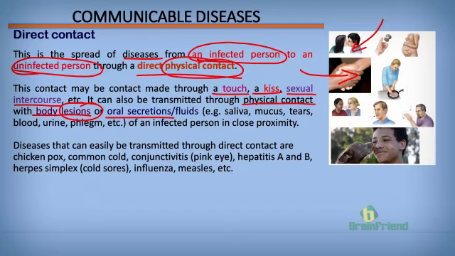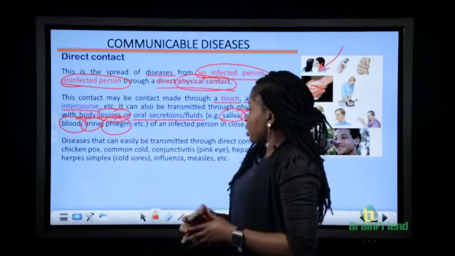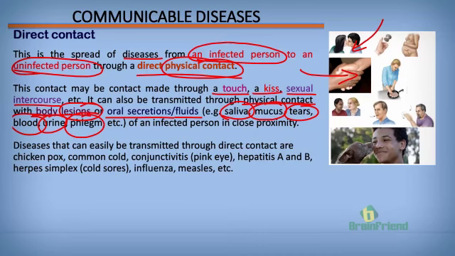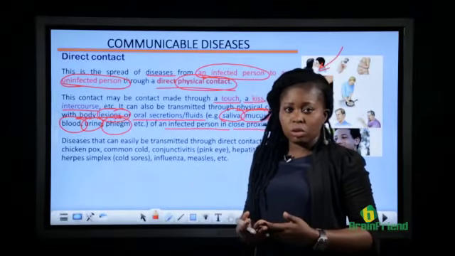We have oral secretions and fluids such as the person's saliva, mucus, tears, blood, urine, and phlegm. So these are different kinds of secretions that may come out from an infected person to an uninfected person, and the healthy person contracts the disease. Coming in contact with body lesions or oral secretions has to do with when an infected person is in close proximity with an uninfected person, maybe standing close together or sitting close together.